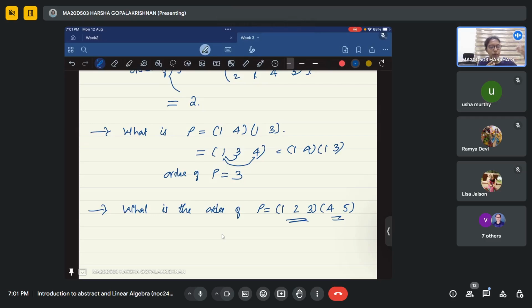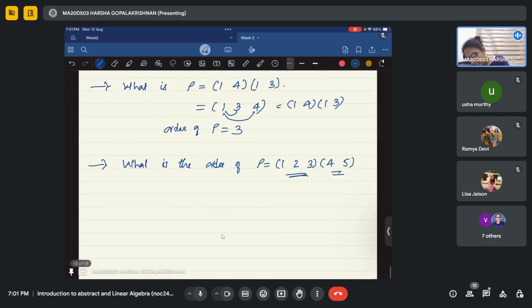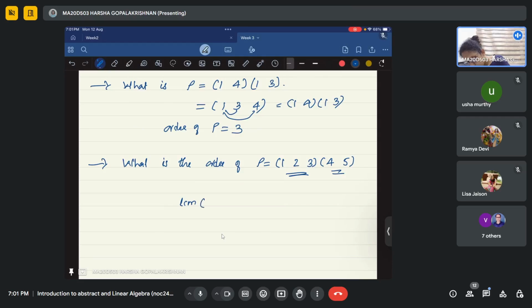4 going to 5, 5 going to 4. Okay, so 1 I need 3 times, 1 I need 2 times. So if I am doing 3 times, what will happen? 1, 2, 3 will be fixed, but 4, 5 will be interchanged still, right? So I need to do again and again. So what is the possibility? If I am taking the LCM of this 3 and 2, I will get the identity. Are you getting? So LCM of 3 and 2, that is 6.